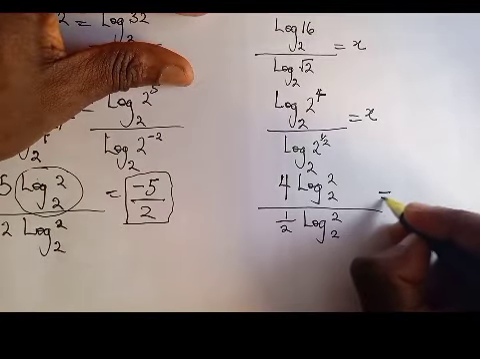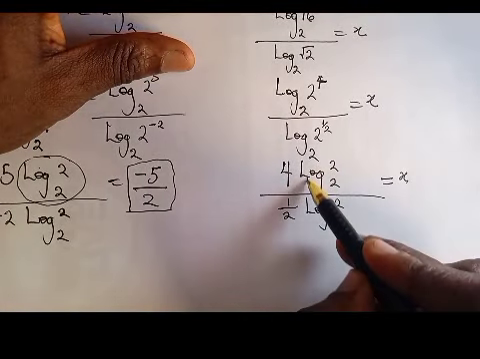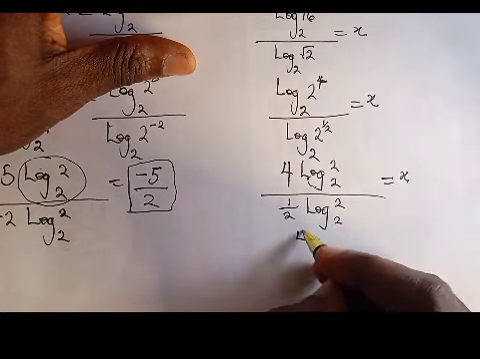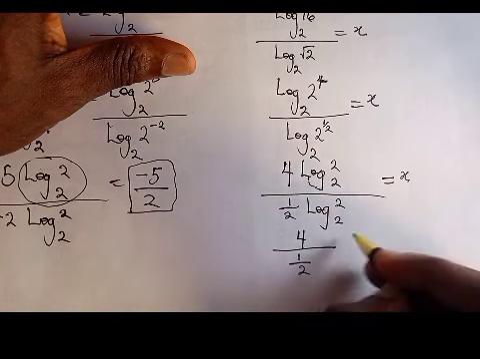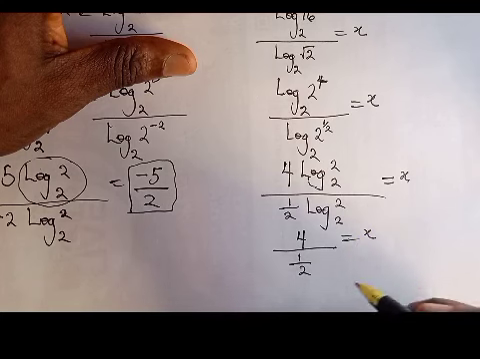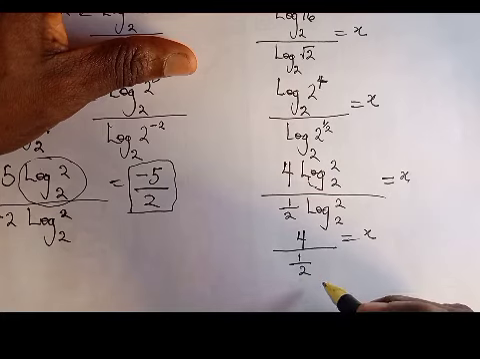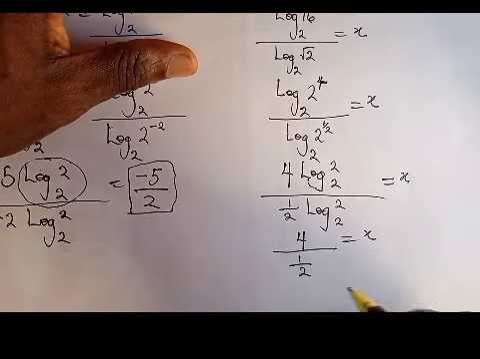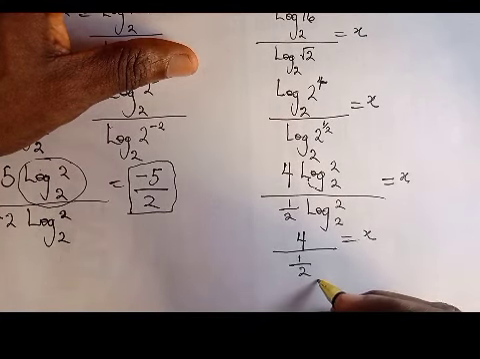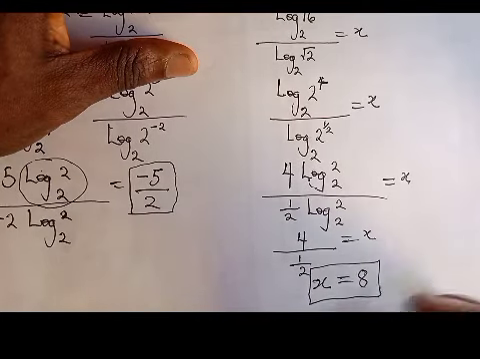Then we said that everything here is equal to x. Then remember the law says that log 2 to base 2 equals to 1. So we are simply left with 4 all over 1 over 2 equals to x. Now, if you try to divide this 4 by half, it simply means that you're going to be multiplying 4 by 2. And that is simply going to become 8. So our final answer is x equal to 8. Thank you.